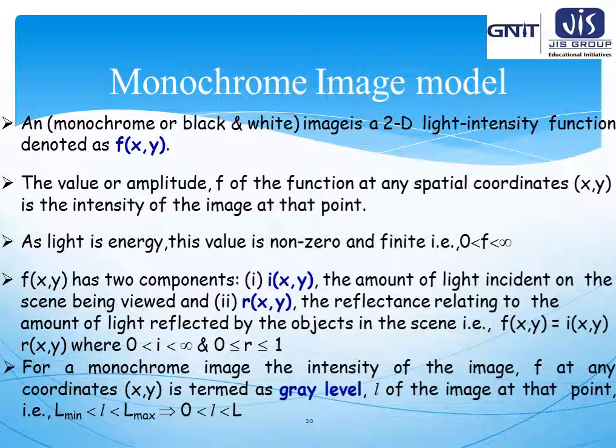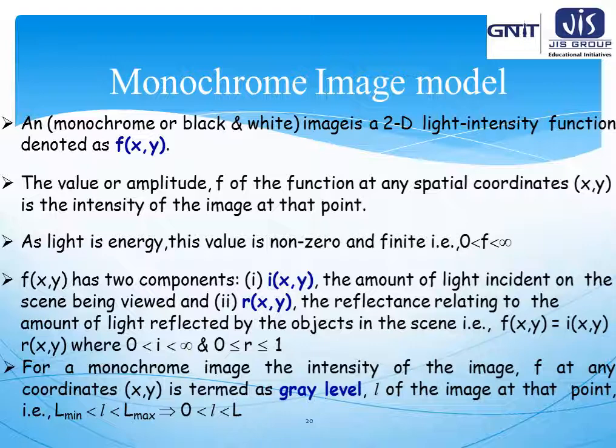Now we will discuss some details about the monochrome image model. What do you mean by a monochrome image? A monochrome image means black and white images. A monochrome or black and white image is a two-dimensional light intensity function denoted as f(x,y). So f(x,y) is also known as the image function.